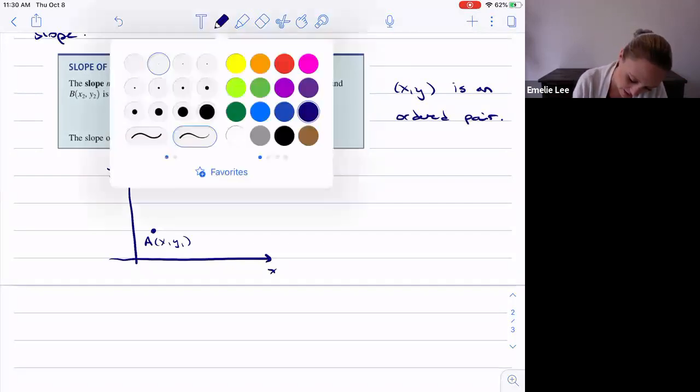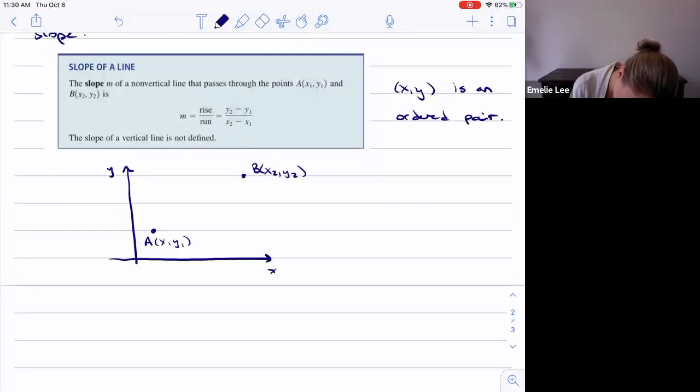So this here, this is at x1, and this is at y1, and this is at x2, and this is at y2. Right. So that's how we find those points.